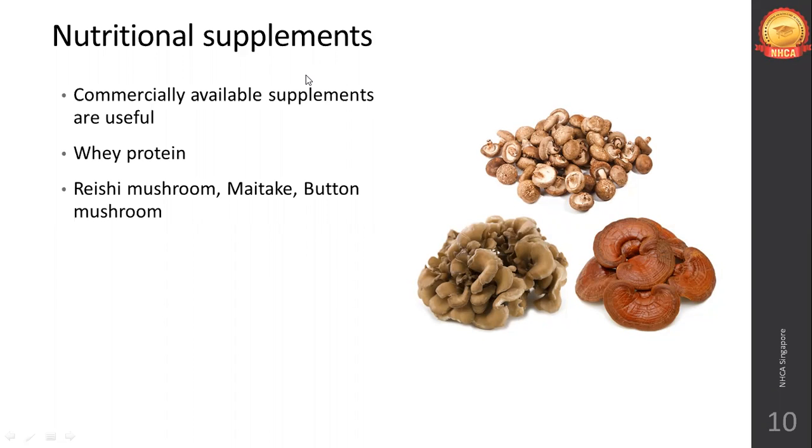Then these are the mushrooms which are offered to the cancer patients. They are supposed to be nutritious, but they also, to an extent, help prevent the further spread of cancer. Pea protein can also be taken. It is a plant-based protein, so it can be taken.